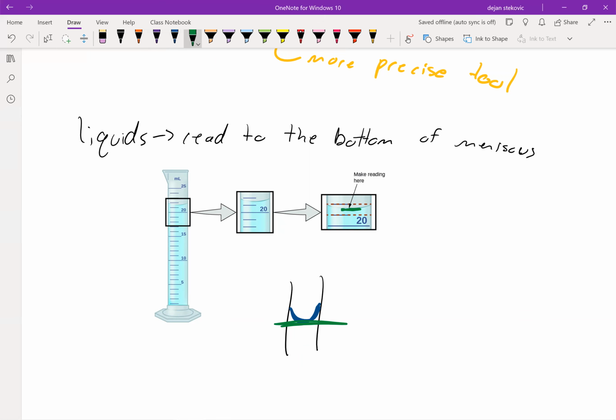And then we can think about what we know and what we don't know. If you take a look at this one right here, this bottom marking is 20, which means this upper marking is 21, and the marking above it is 22. So we know that we're greater than 21, we know that we're less than 22, and we're allowed to guesstimate one more digit. So maybe something like 21.6 milliliters. Again, this last digit is the uncertain digit.